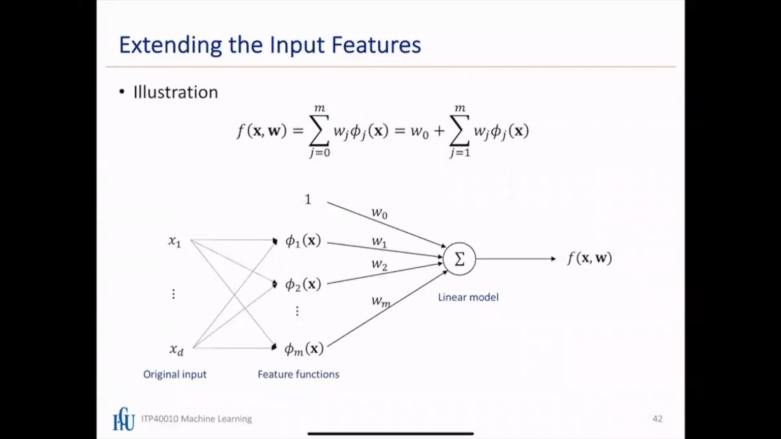So you can draw the concept of this linear regression with the extended feature in this way. The original input comes here, and it gets into the feature function, a series of phi, and this phi will be the input of your linear regression model. So the rest of the model is the same.